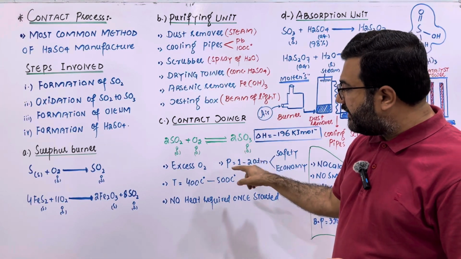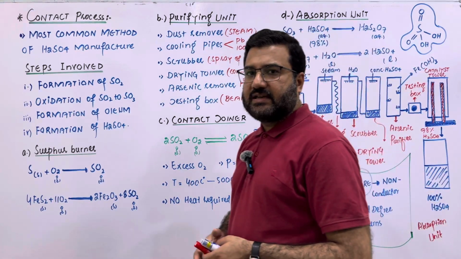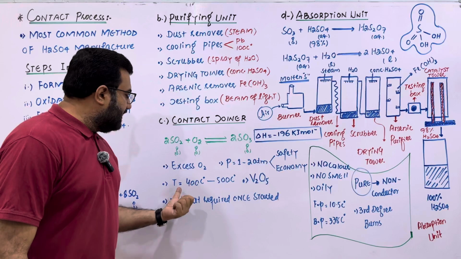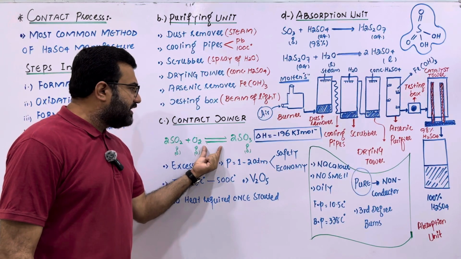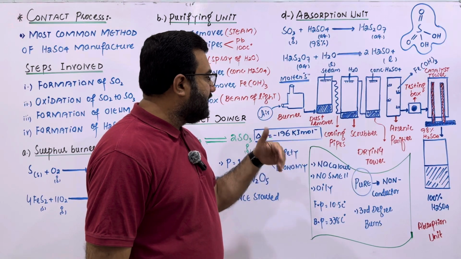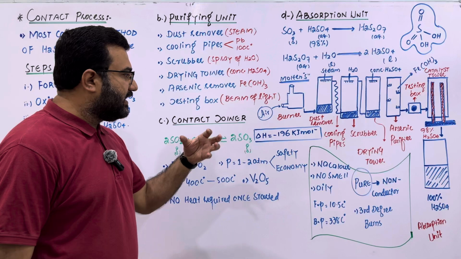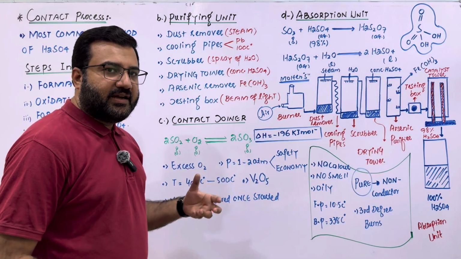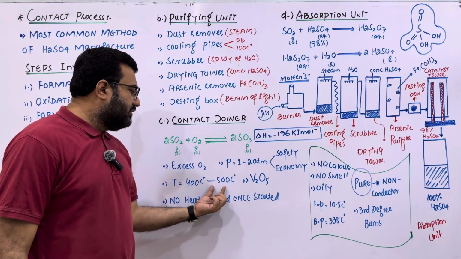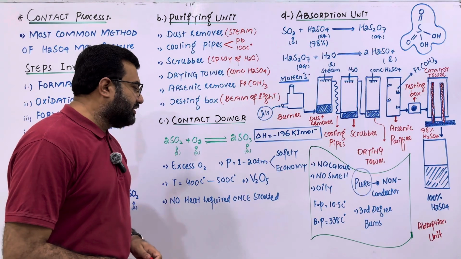But in this contact process, a pressure of 1 to 2 atm is used because of safety concerns and to make the process economical. Then my dear students, the temperature. It is an exothermic process, and in an exothermic process, an increase in temperature favors the reaction in the backward direction. But if you decrease the temperature, that will make the reaction very slow. So the optimum temperature is 400 to 500 degrees Celsius. At this temperature, the maximum yield of SO3 is obtained.